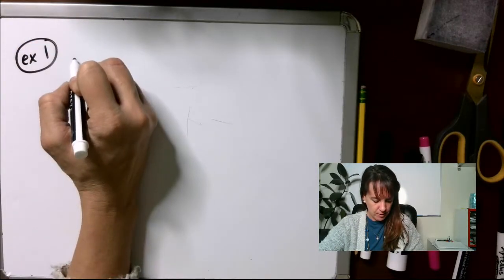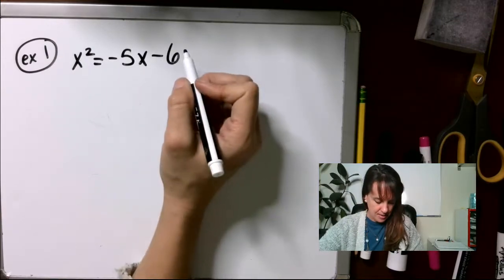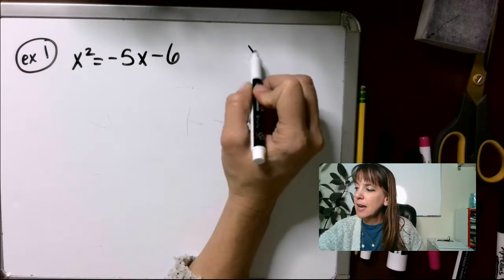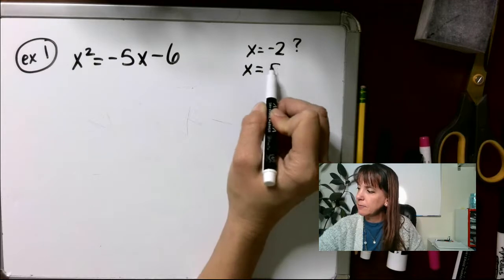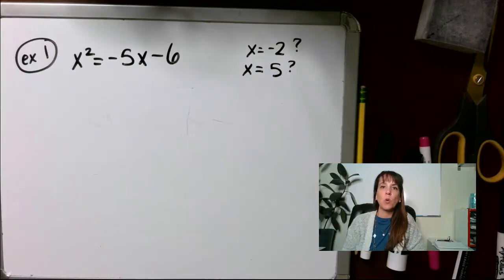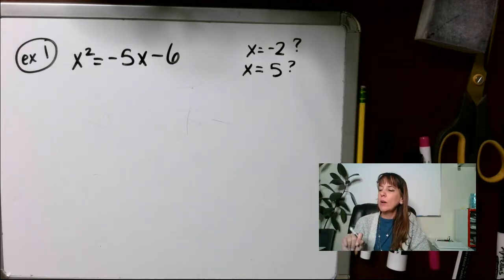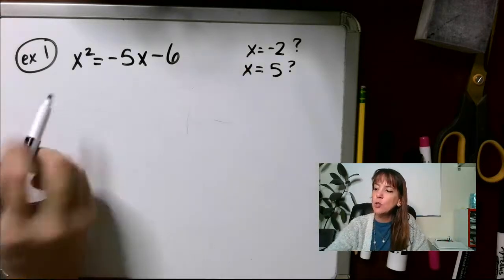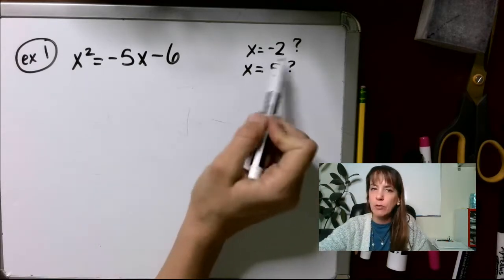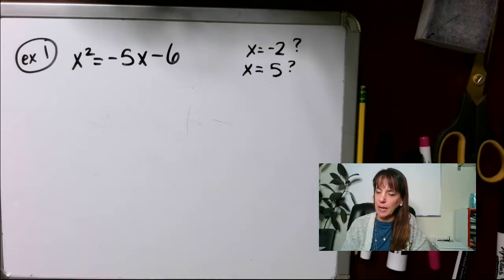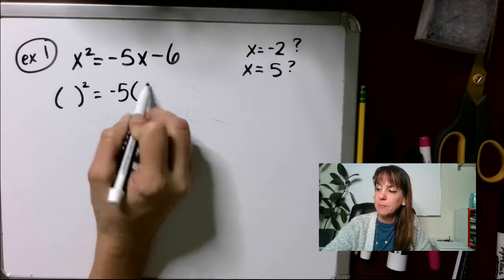Given the equation x squared equals -5x minus 6, do the answers x equals -2 or x equals +5 work? Do either of those guys work? So guys, when you do these conditional equations, this is how I want you to write it out. We're going to take that -2 and plug it in for wherever there is x. Remember, if it is a negative, we have to use our parentheses, okay? So we're going to rewrite this equation with some parentheses instead of our variable.